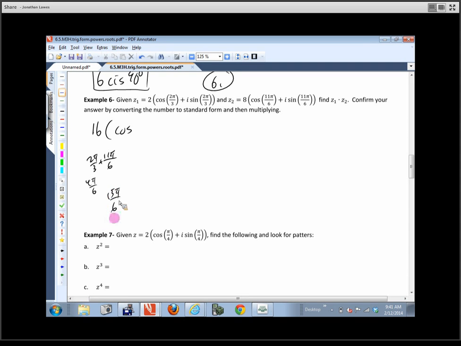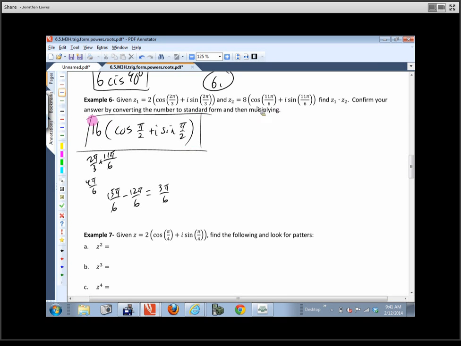What's wrong with writing down 15 pi 6? Okay, it's bigger than 2 pi, isn't it? So let's subtract off 12 pi 6, and I end up with 3 pi 6, which, lo and behold, is pi halves. So this is cosine pi halves plus i sine pi halves. Okay, there's the answer, in trig form.